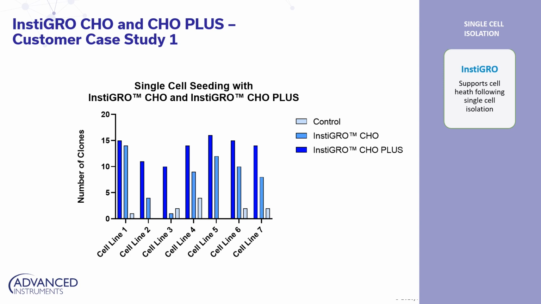Focusing back on the customer case study, 7 different monoclonal antibody expressing CHO cell lines were single-cell seeded into 384 well plates via limiting dilution. On this occasion, the customer's cell line preferred Instagrow CHO Plus. However, remember that this is not always the case, as the preferred formulation of Instagrow is very much dependent on the CHO line, medium used, and protein being expressed. This customer was very pleased with the outcome of this evaluation, having struggled for months with little to no clonal outgrowth.